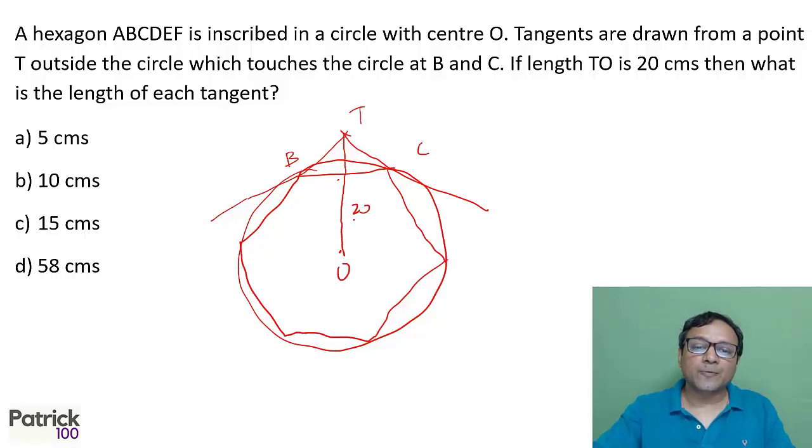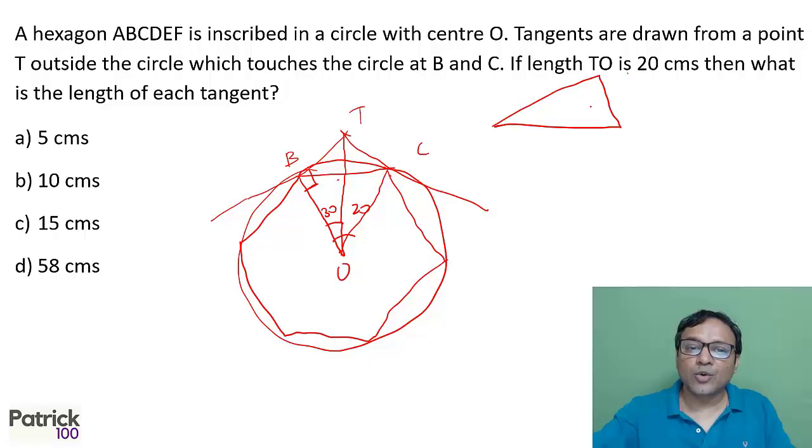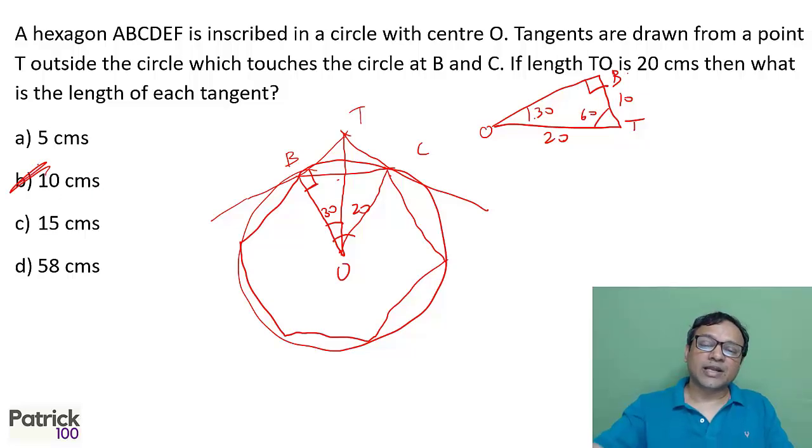TO is 20. Now what do you know? Since it's a tangent, this angle should be 90 degrees. Because this is a hexagon, the central angle is 60, so this half angle will be 30. So TBO is a 30, 60, 90 triangle, where we know TO is 20. If TO is 20, then automatically the length of tangent TB will become 10, because the side opposite 90 is 20 and the side opposite 30 is 10 based on the 30, 60, 90 triangle. So we can directly mark B option, 10 centimeters.